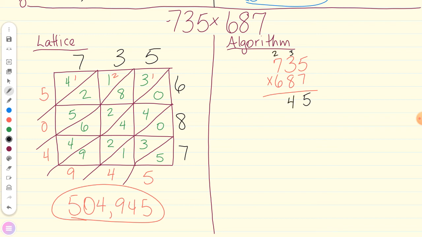Keep going. 7 times 7 is? 49. 49 plus 2 is 51. So I write down my whole 51. Who wants to take over? Callie, go ahead. I'm going to change colors.